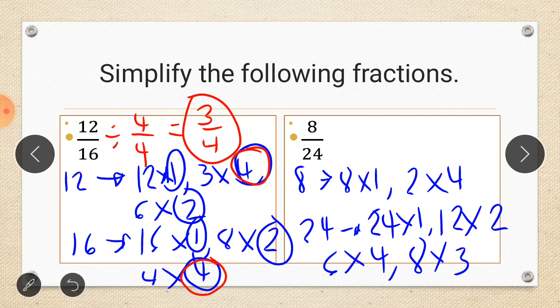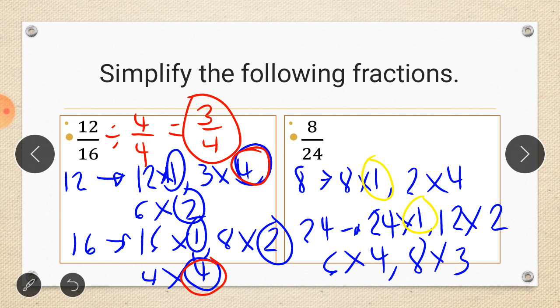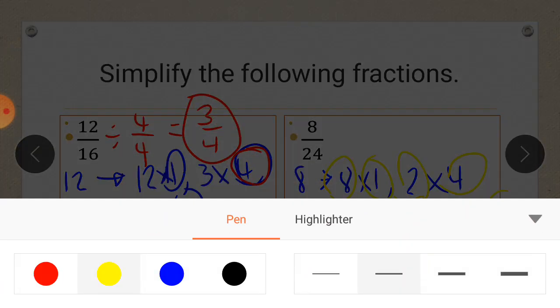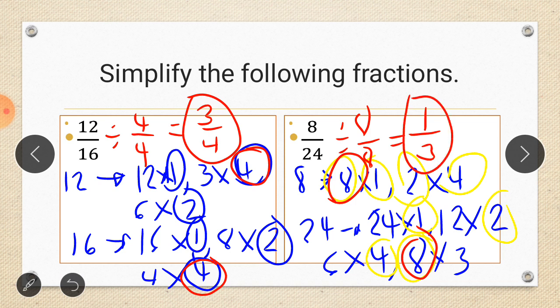The common factors are 1, 2, 4, 8. The GCF will be the greatest among the common factors, so that is 8. Next step, divide both by 8. 8 divided by 8 is 1, 24 divided by 8 is 3. So the simplest form of 8/24 is 1/3.